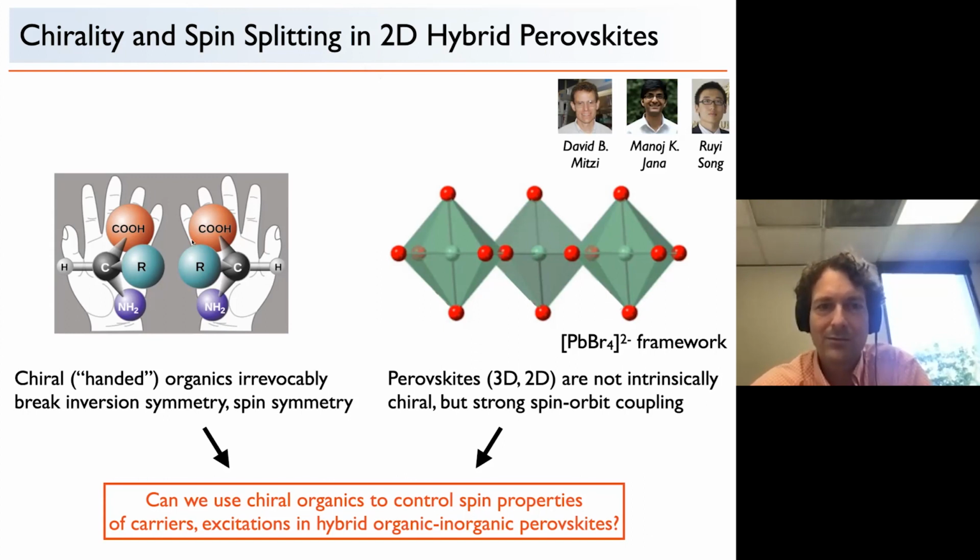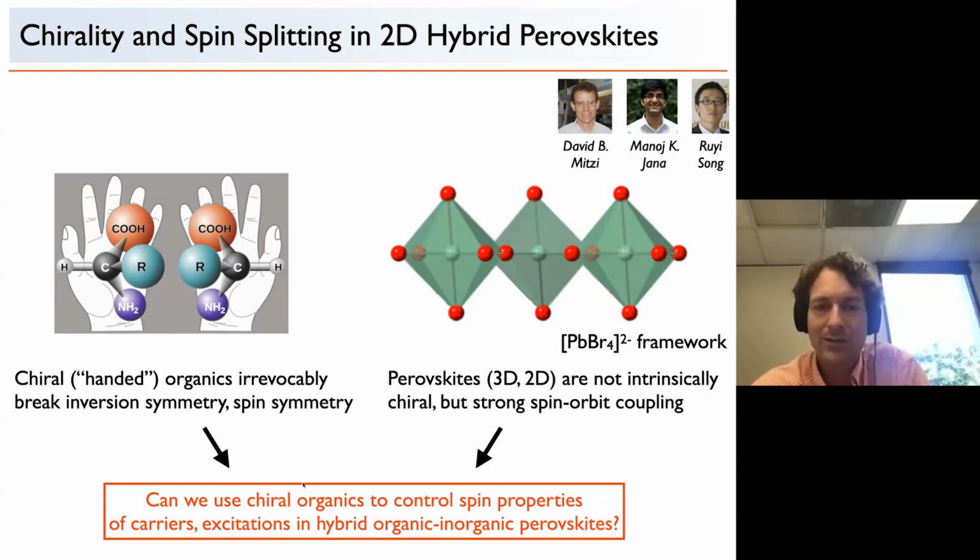This is just a short example of a chiral molecule, which is a mirror image that cannot be rotated onto itself. So it irrevocably breaks inversion symmetry in a structure, and therefore also the symmetry of spin bands in a structure. This is on the organic component, whereas often the semiconductor transport properties are more impacted by the inorganic components, so the octahedral inorganic groups that you see here in this example.